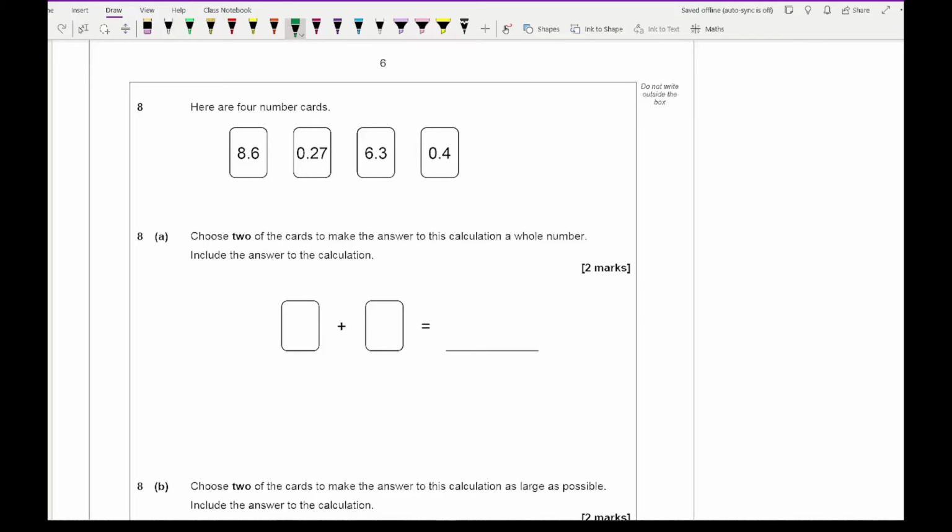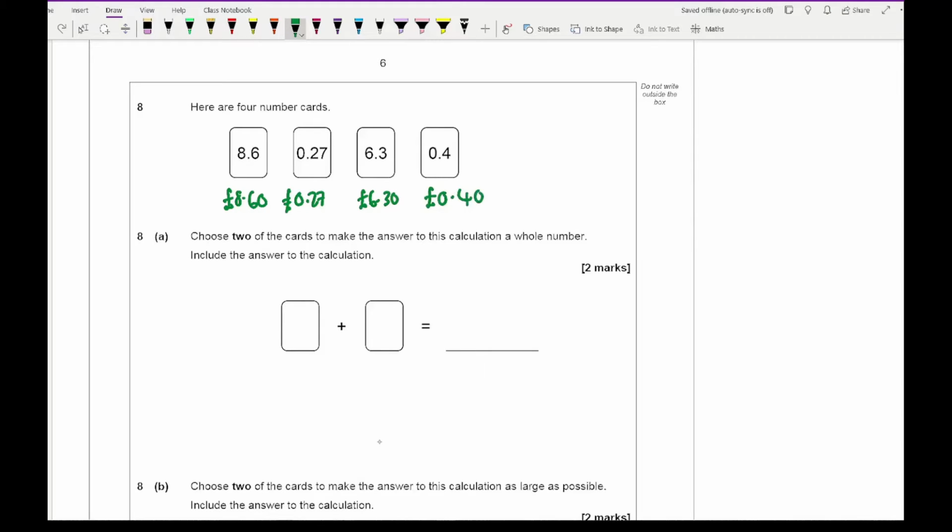There are several ways. We can just do trial and error, but what you want to try and do is, I would say, think about it as money. So think about this as £8.60. Think of this as 27 pence. And should we put that pence sign there? So let's just get rid of that. Think of the 6.3 as £6.30. And think of the last one as 40 pence.